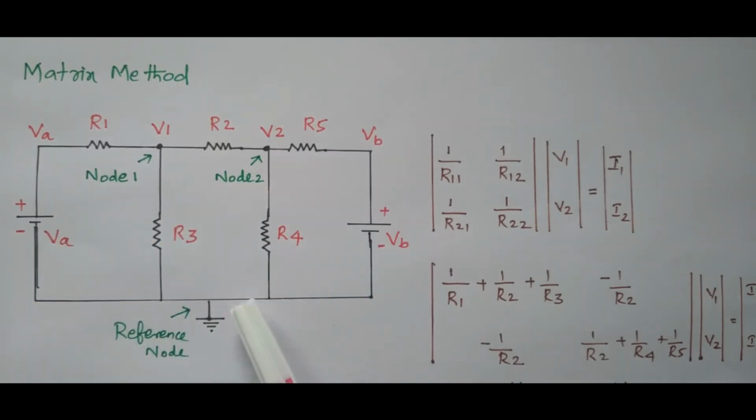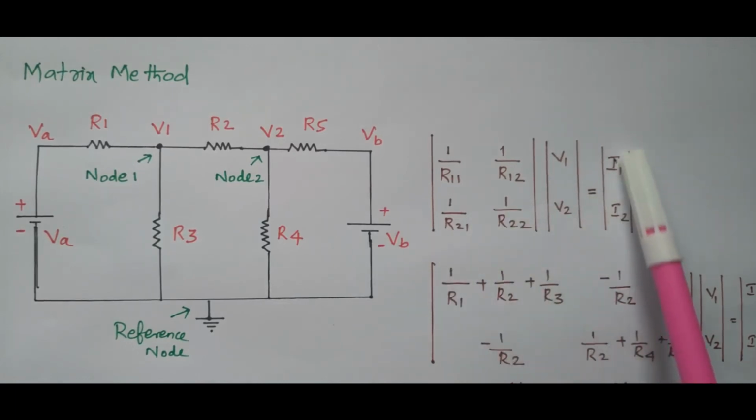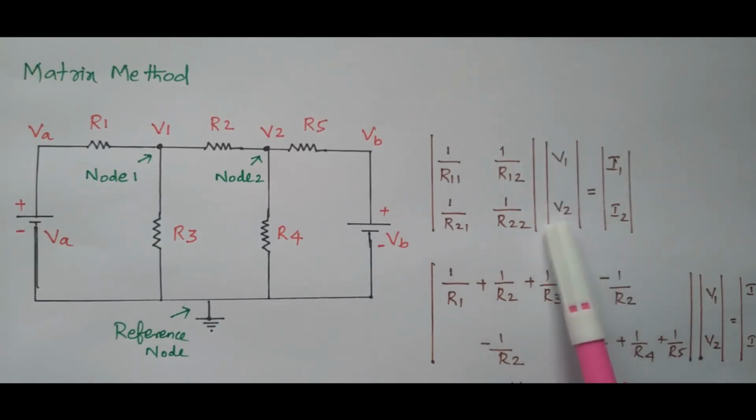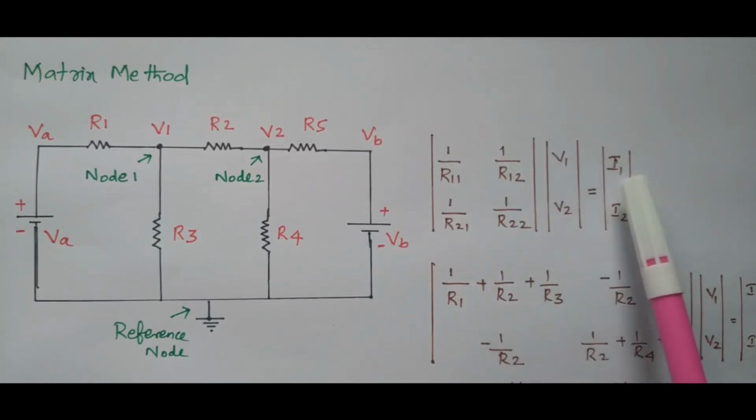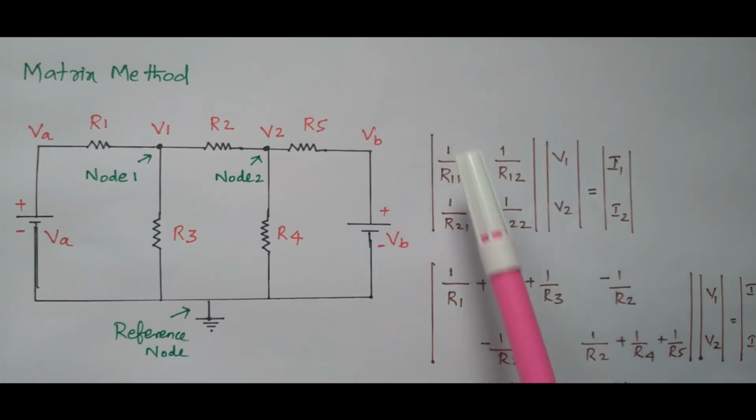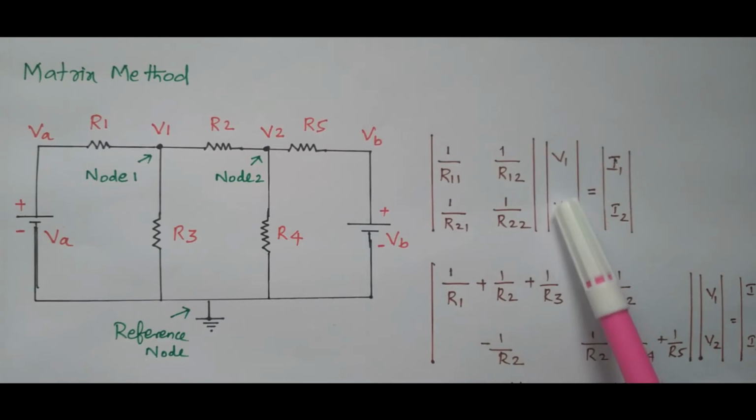What is the matrix method? We need to frame this matrix. I equal to V by R. This is the current matrix, this is the voltage matrix, and this is the resistance matrix. What is the formula based on Ohm's law? I equal to V divided by R, so here it is written as 1 by R. We need to frame the resistance matrix, voltage matrix and current matrix.